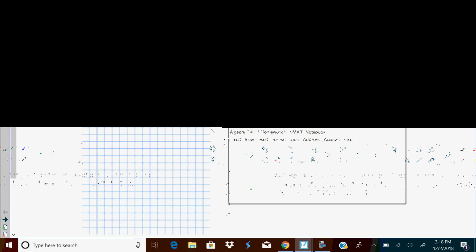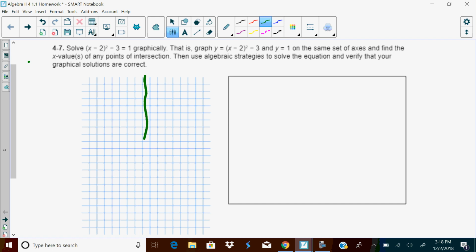So in order to graph it, the first thing we'll do is draw the x, y axes. For y = (x − 2)² − 3, I know the vertex is at positive 2, negative 3, so right there. And then I graphed a couple extra points. I know that there's a point at (0, 1), and there's also a point at (4, 1).